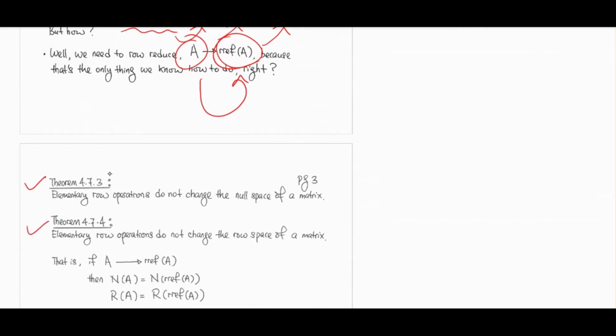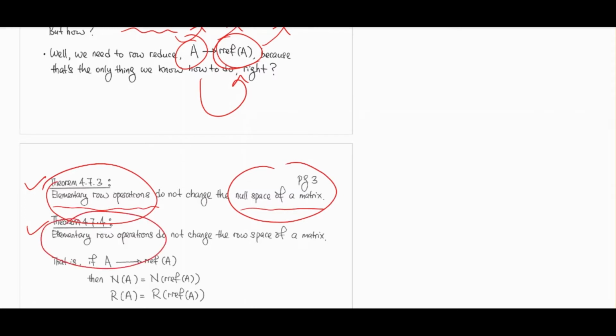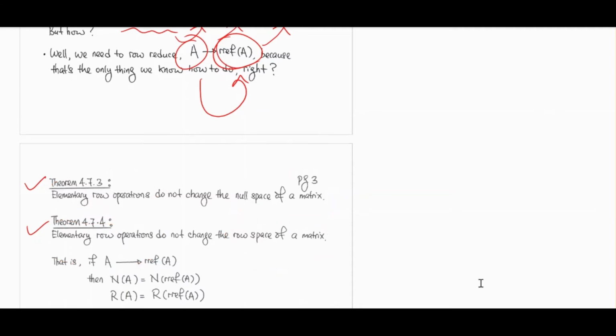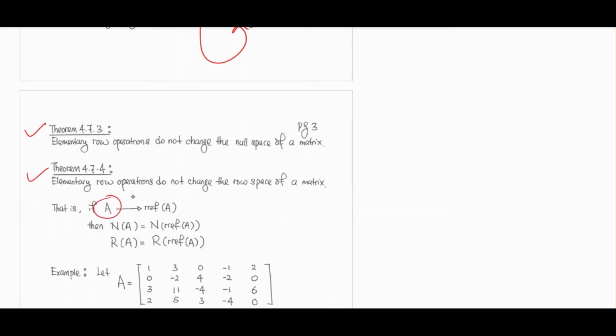Theorem 4.7.3 says that an elementary row operation does not change the null space of a matrix. The next theorem says that an elementary row operation does not change the row space of a matrix. Well, this is perfect, right? This is great because when you do row operations to take matrix A and row reduce it to the RREF matrix, you are doing multiple elementary row operations, but every time you do, you will not change the null space.